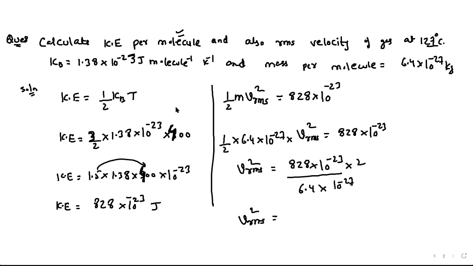So VRMS square comes out to be 828 divided by 6.4, which is 258.74 into 10 raised to the power 4. So VRMS is just the root of this term, 258.74 into 10 raised to the power 4. For the root of 258, the closest number is, I guess, 16. The square of 16 is 256.